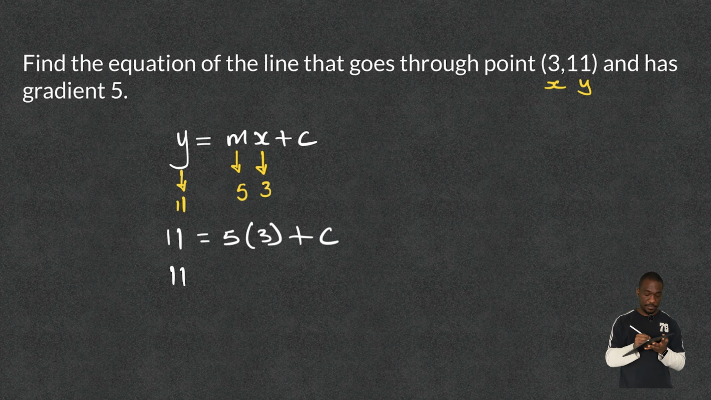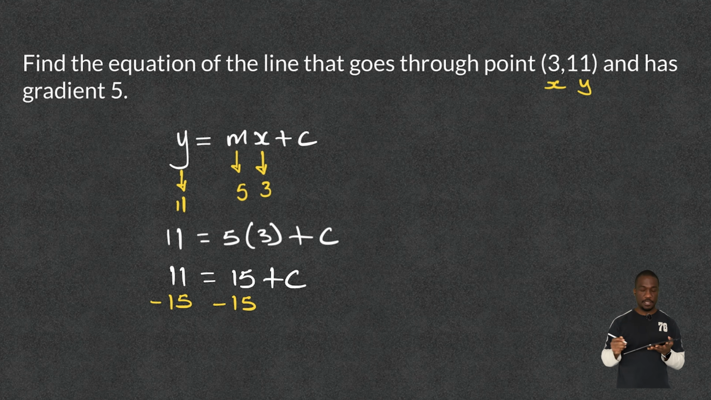So we've got 11 is equal to 15 add c. Now to get rid of that 15, we need to take away 15, balancing method. If you haven't seen my video on solving equations as yet, that's also in the description. But anyway, let's finish this off. 11 take away 15 is negative 4. 15 take away 15 cancels out. So the y-intercept is negative 4.